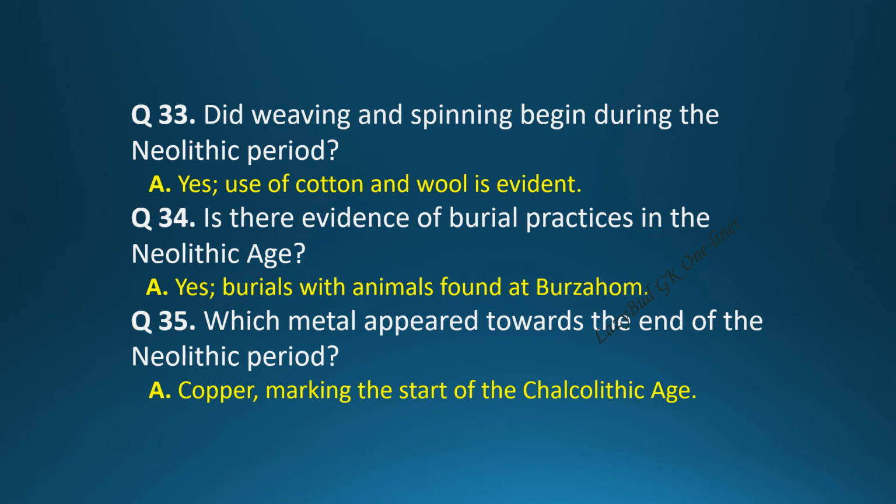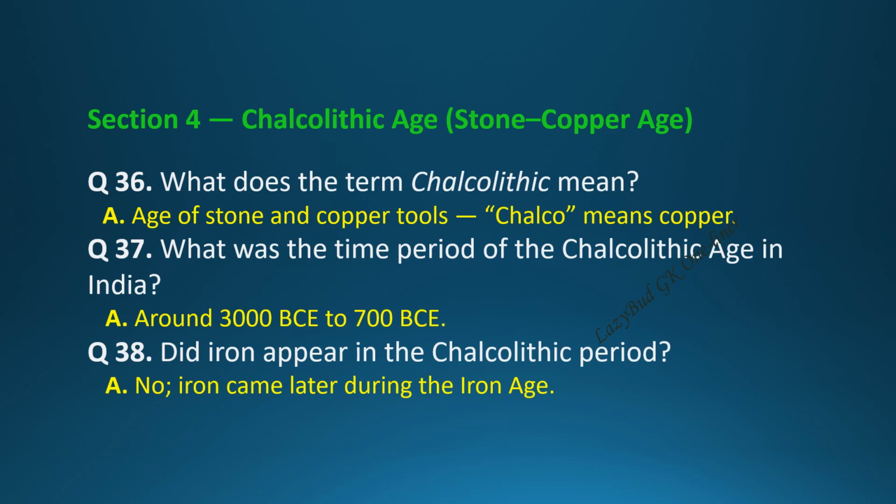Question 35. Which metal appeared towards the end of the Neolithic period? Answer: copper, marking the start of the Chalcolithic age. Section 4, Chalcolithic Age, Stone Copper Age. Question 36. What does the term Chalcolithic mean? Answer: age of stone and copper tools.